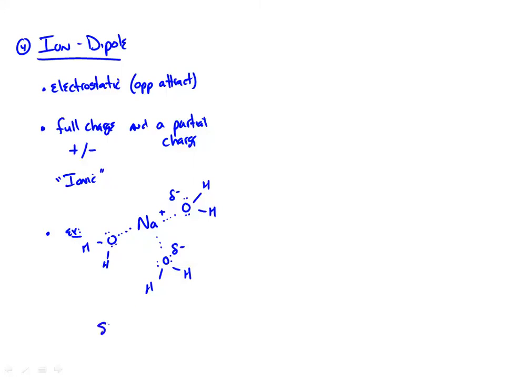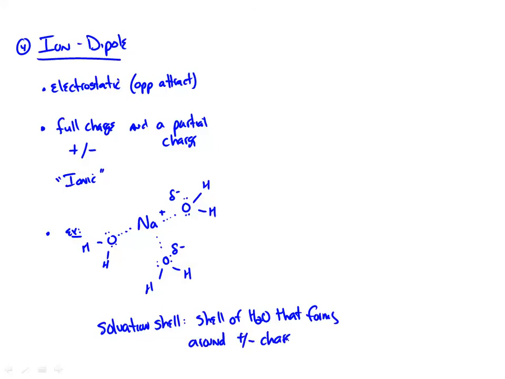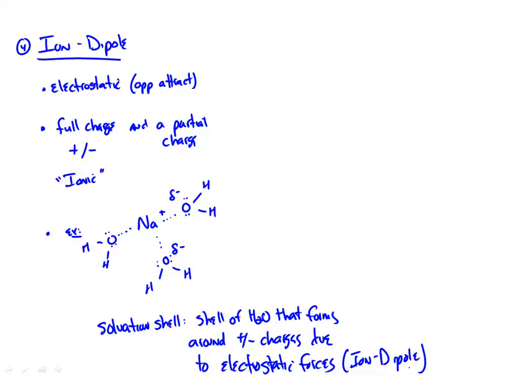We sometimes call this a solvation shell, which is basically the shell of H2O that forms around plus and minus charges due to electrostatic forces. In this case specifically, since we're talking about plus and minus charges, this would be ion dipole. But certainly we can do dipole-dipole, etc.